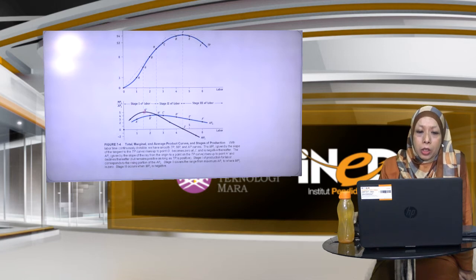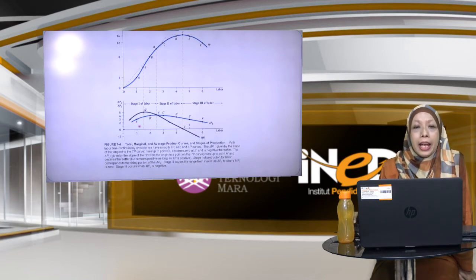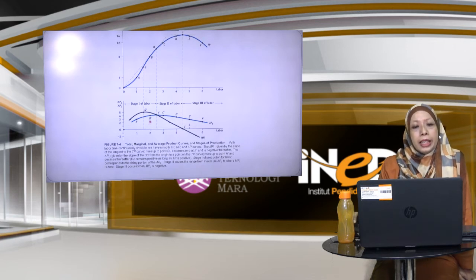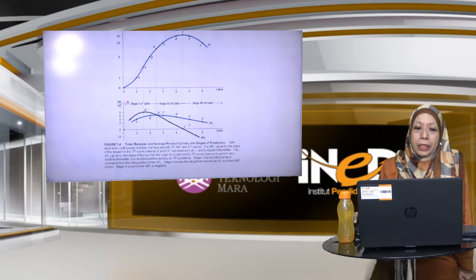But when you look at the average product, you can see that even though diminishing return has already begun, average product keeps increasing. And for your information, average product also represents productivity level. So based on this, you can see that it is not wise for the firm to stop hiring labor in stage 1, because when you keep adding labor in stage 1, productivity is greater than before. So this shows that you should continue hiring labor until you reach stage 2. So you shouldn't stop in stage 1.